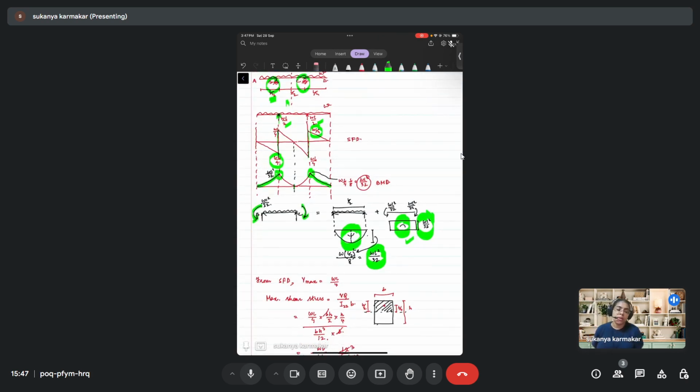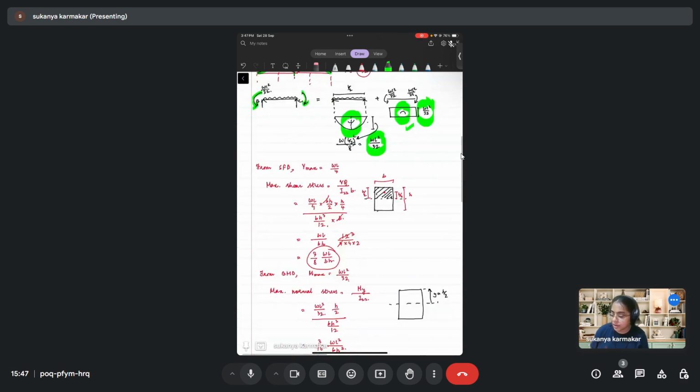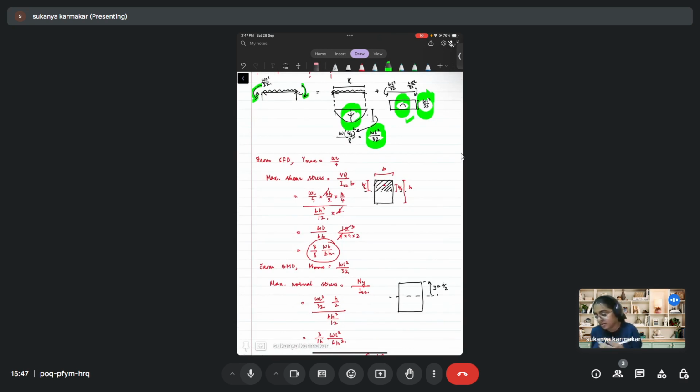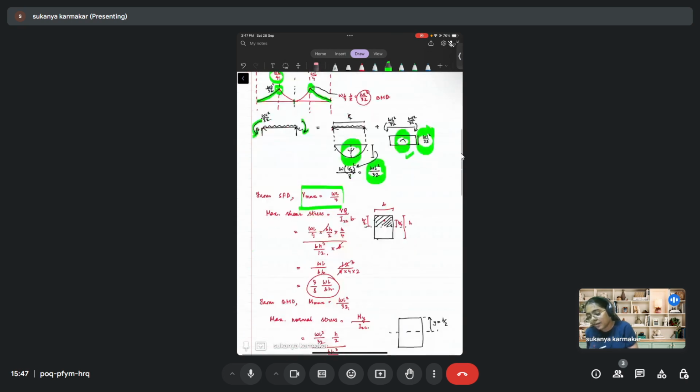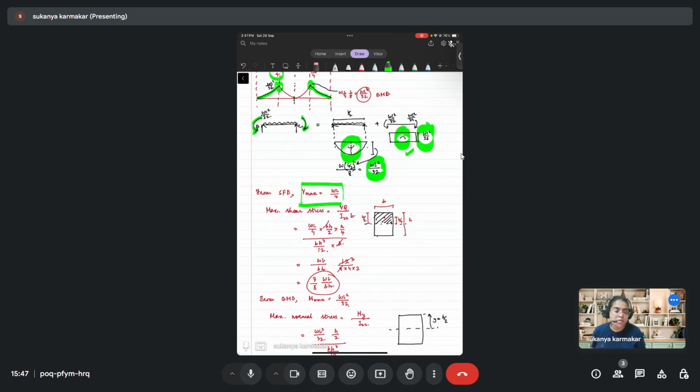So by drawing the shear force diagram and the bending moment diagram, we get the maximum shear force and the maximum bending moment in the beam. Next, as I told you, we get the maximum shear force value to be equal to WL by 4. Then we have to calculate the maximum shear stress. So just use the formula, which is VQ by IZZ into B. So V is the maximum shear force.